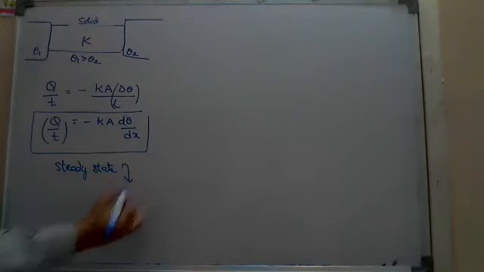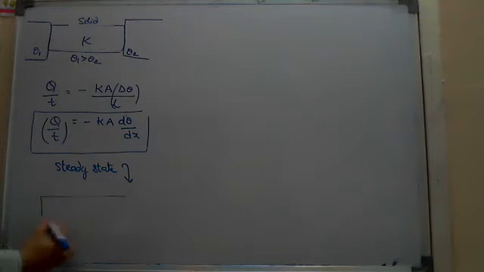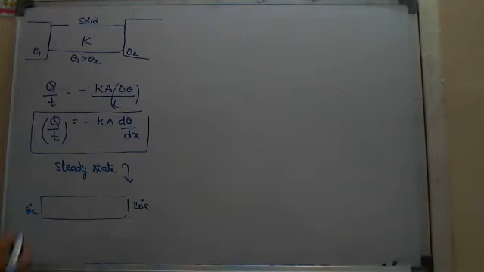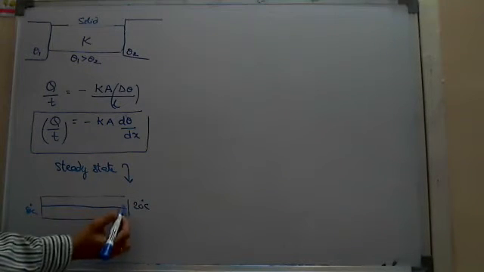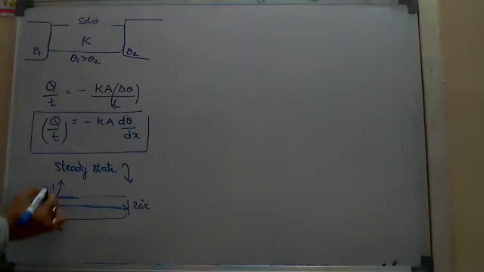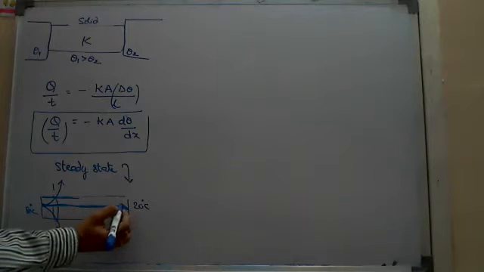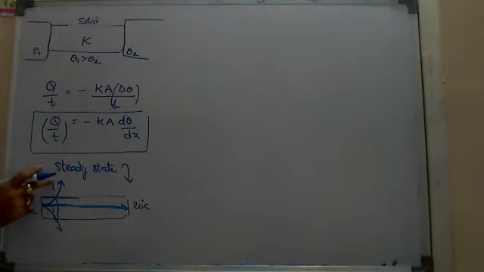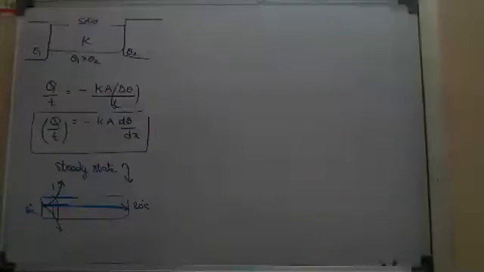Steady state means, keep in mind, here in the rod, when you maintain this end at 80 degrees Celsius and that end at 20 degrees Celsius, of course heat flows from high temperature to low temperature like this, as well as like this also. Heat passes through the cross-sectional area as well as perpendicular to the length. What I am saying along the length is called longitudinal conduction, and here it is called lateral conduction. Perpendicular to the length is lateral, parallel to the length is longitudinal.